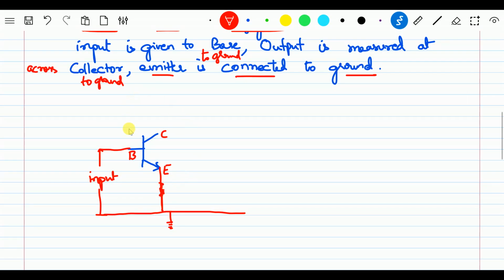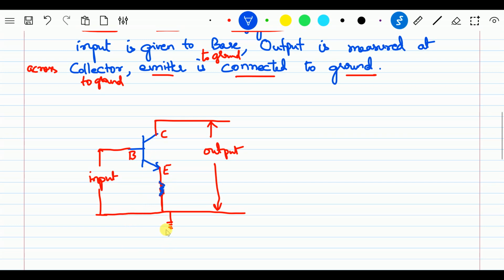Okay, so therefore that is also possible. Whereas the collector, between collector and ground, is where the output is measured. This is how the common emitter configuration is done. The input is given across the base, and the output is measured across the collector and ground, where the emitter is directly connected to ground, or the emitter can be connected to ground through an emitter resistor.